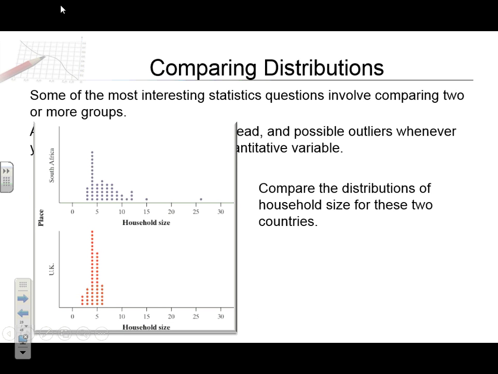Just as a quick example here, this will give us an idea of how to comment on shape, center, and spread, and how to compare all at once. So, we have household sizes. We have South Africa on the top and the UK on the bottom, and they measured the household sizes for a specific sample of people. Here are the household sizes, ranging from 0 to 30, 0 to 30. Make sure the scales stay pretty similar. Okay? So if we wanted to compare these distributions, for South Africa, what would we say about the shape?